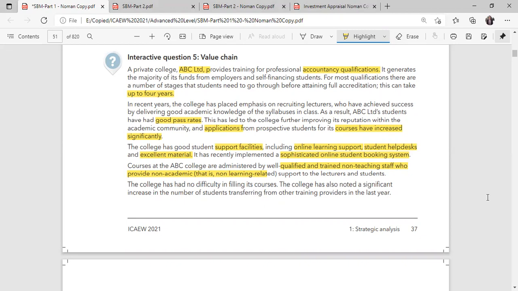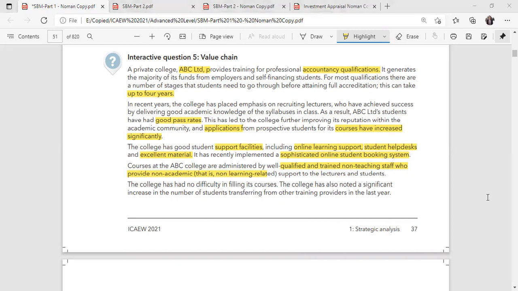In the model? No, it's basically not about the numbers. So most of the time you will be focusing on your question. Like we have a scenario for a private college. So most of our discussion will be around ABC Limited. That is our academic sector. Okay.